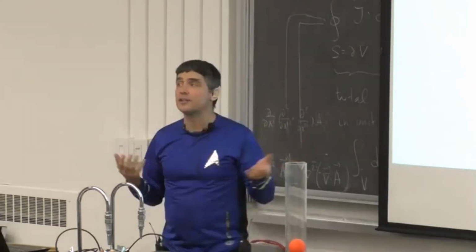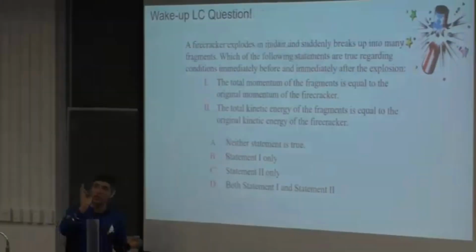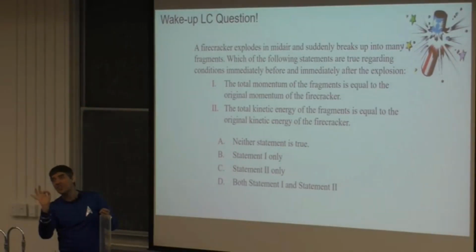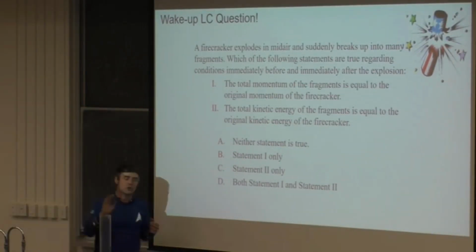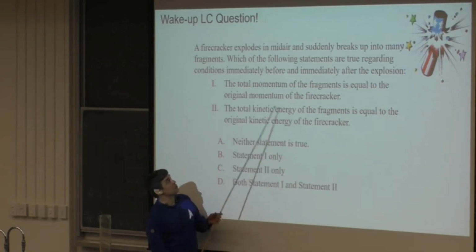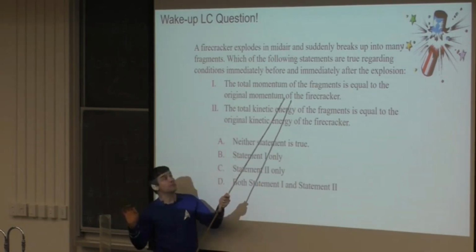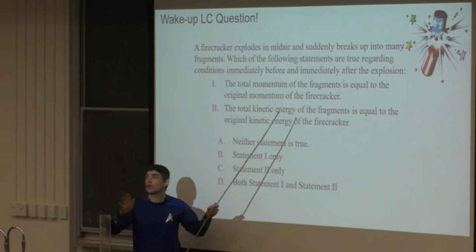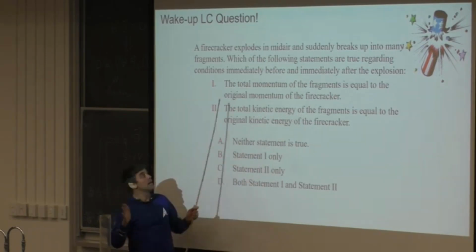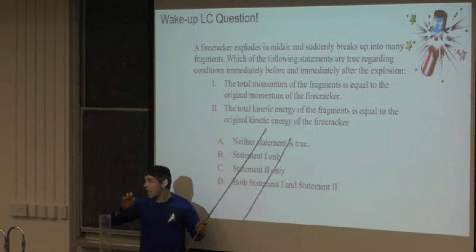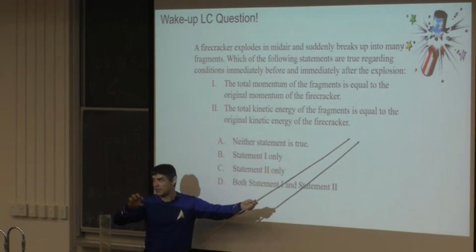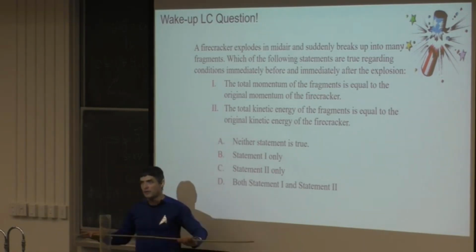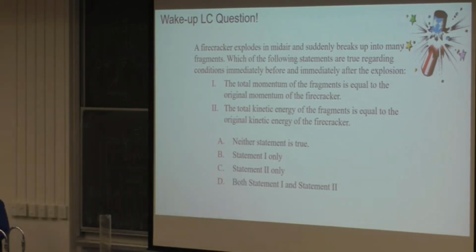And so here we are analyzing a firecracker, and the situation that we're comparing is the original firecracker just before the explosion to the firecracker right after the explosion. So the two statements are: statement 1, the total momentum of the fragments immediately after the explosion is equal to the original momentum of the firecracker immediately before. And statement 2, the total kinetic energy of those fragments immediately after the explosion is equal to the original kinetic energy of the firecracker if it's moving. Have a think about that. I'll give you 1 minute to discuss.